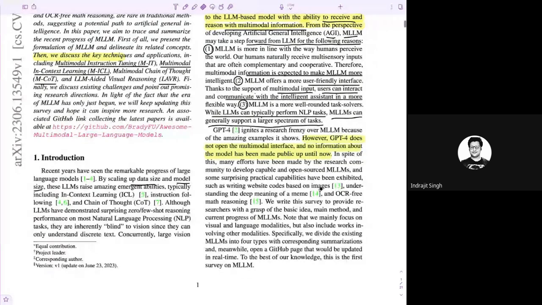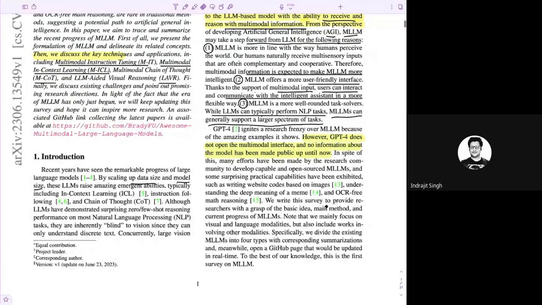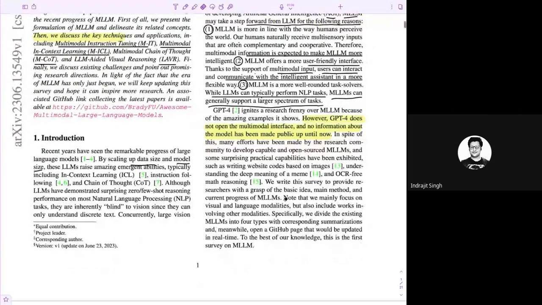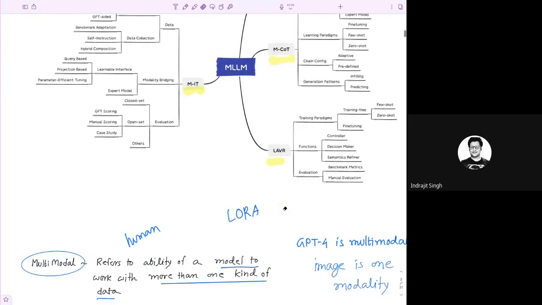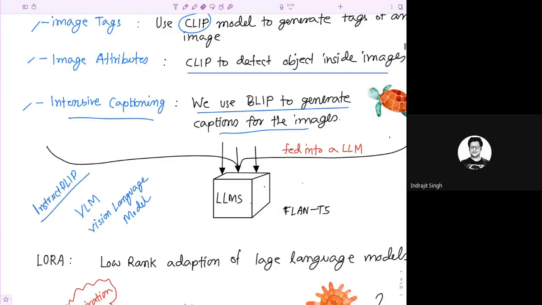All right. So they write in this survey that they write it to provide researchers with a grasp of the basic idea, main method, and current progress of MLLMs, right? Sometimes it's good to see these survey papers, and it gives you a holistic idea around that.